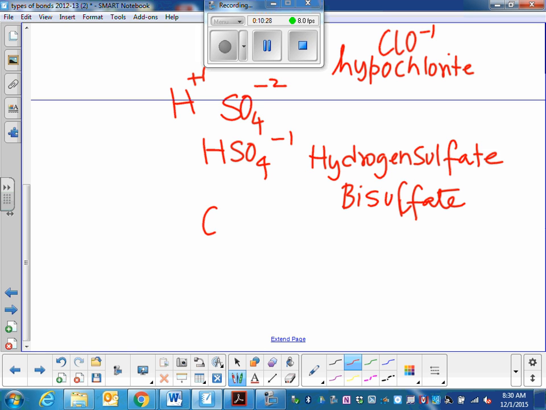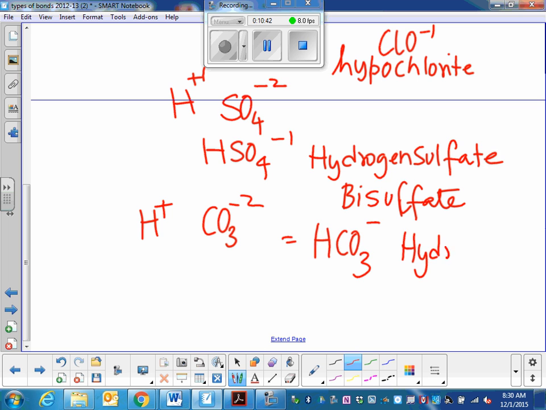Say you have carbonate to which you are adding hydrogen. What does it become? HCO3 minus. That is hydrogen carbonate. You also call it bicarbonate. Do we add bicarbonate when we bake stuff? When we cook? You kids must have heard. Baking soda, bicarbonate. Is that right?